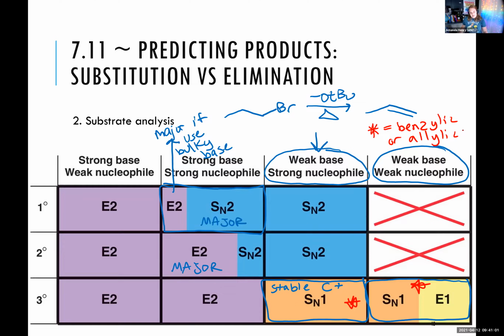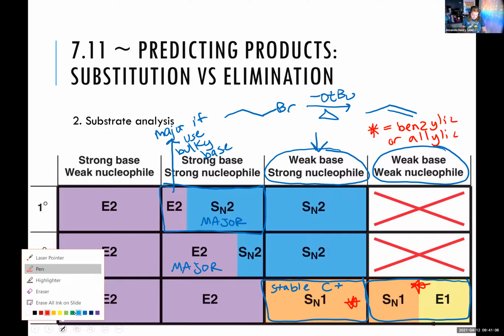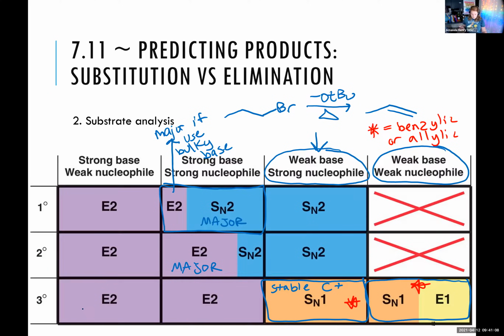Now, in that last box, Sn1 and E1 look like they're sharing that box equally. But what we just talked about a couple slides ago is that E1 will be our major if we can make a tri or tetrasubstituted alkene. And then our Sn1 will be the major if the alkene is mono or disubstituted. Actually, we'll just leave it at that.